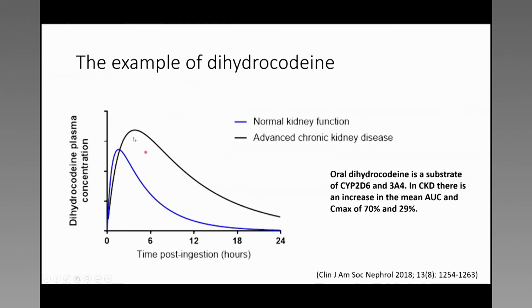So how would we dose adjust the prescribing of dihydrocodeine in our patients? This is not such a large change in Cmax. The main issue relates to the longer half-life. So we could give the same dose, but we would do it less often. And then we're at less risk of accumulation of dihydrocodeine and the complications, including sedation.